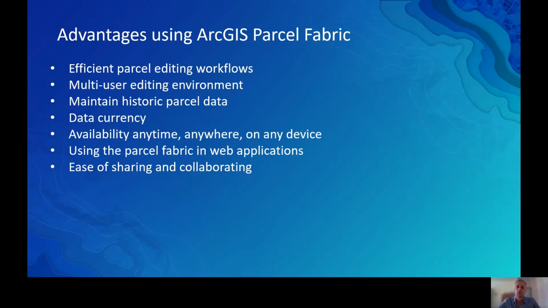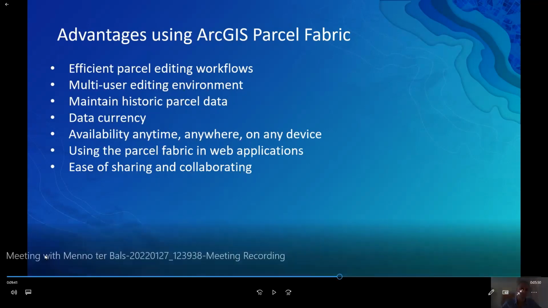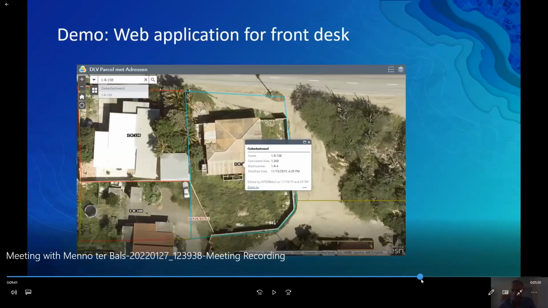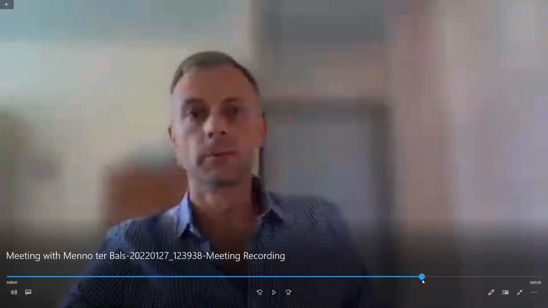And the fact that the Parcel Fabric is shared and used as a feature service makes it possible that the parcel data is current throughout the platform, but it also offers the functionality needed for the last 3 bullets here, which are availability anytime, anywhere, and on any device. Using the Parcel Fabric in web applications, and also the ease of sharing and collaborating. So in the interest of time, I'm actually going to skip to Menno's demonstration of their parcel viewing application.